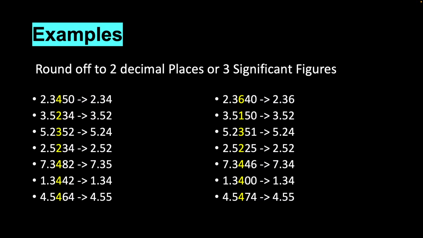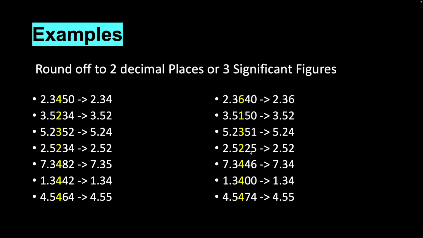Now after that we have got 2.3640. Since after the cutoff digit the number is less than 5, it means that the cutoff digit will be left as it is, so it would be 2.36. And 3.5150, again it is 50 and the cutoff digit is 1, that is an odd number, so we will increase it by 1. That means that 3.5150 will be converted to 3.52. Next 5.2351, again here the number is greater than 50, so 3 will be converted to 4 because the cutoff digit should increase by 1.